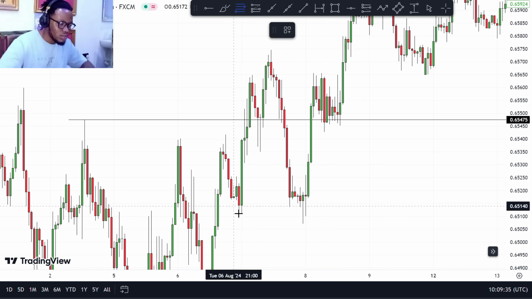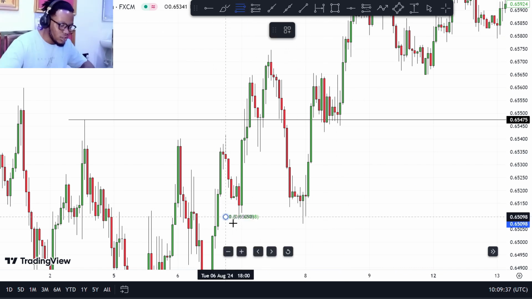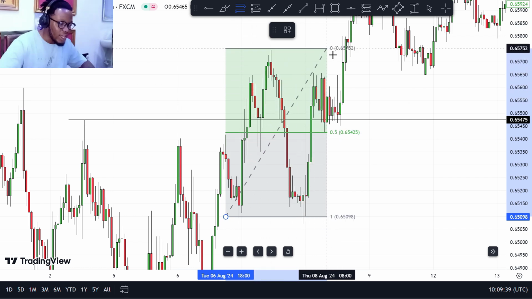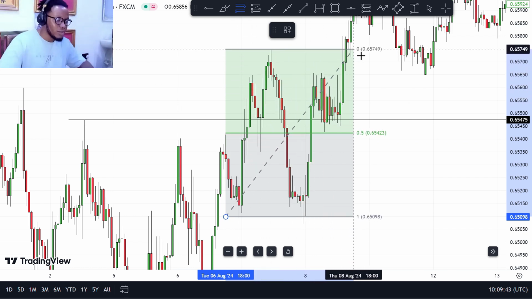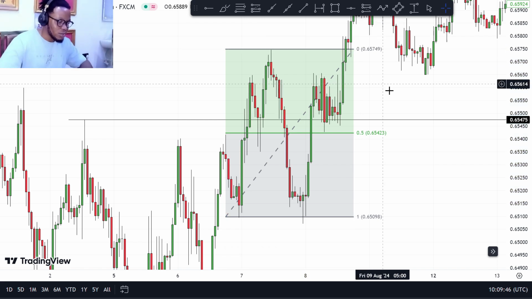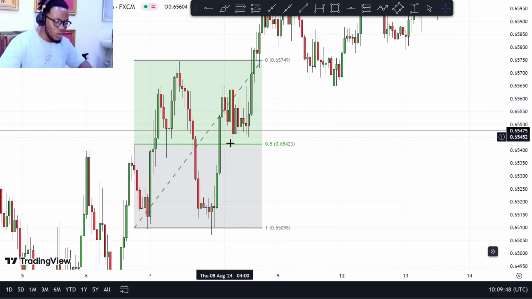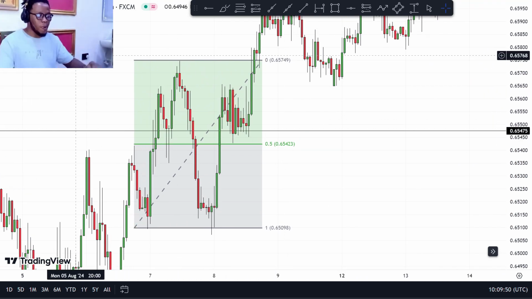Premium and discount from this point to the highest point price traded into, which is here. Okay, which is right there. So this is it now. We're waiting for price to come to our discount. Always wait for price to come to your discount.